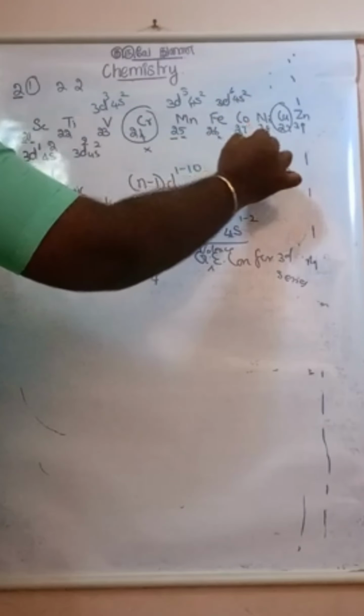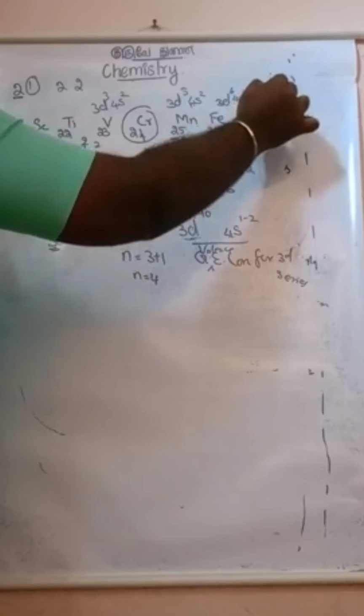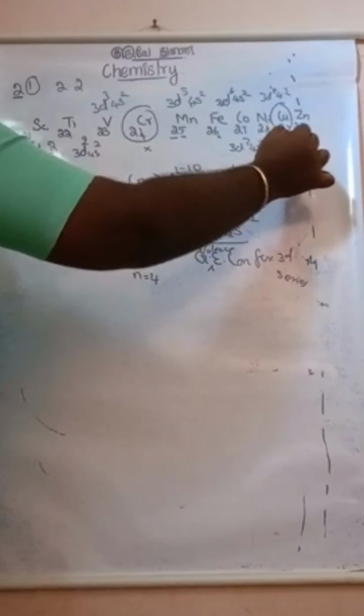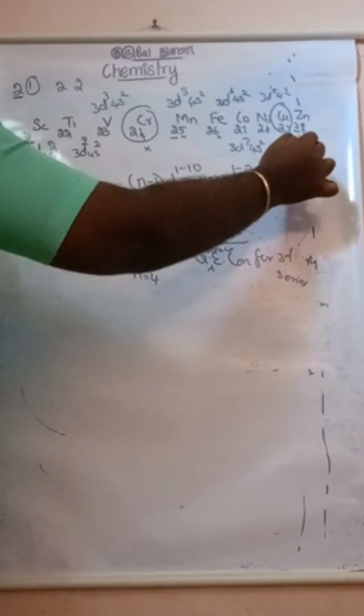Here 3d7, 4s2. 3d8, 4s2. Last, 3, 0. So 3d10, 0 indicates 10, 4s2. 3d10, 4s2. Clear? You should be aware of this idea, otherwise we can't write the electronic configuration. For the 3d series alone, you have to remember it; it is very mandatory. For other series, by using the 3d series you can write the electronic configuration, but you should know the 3d series configuration.